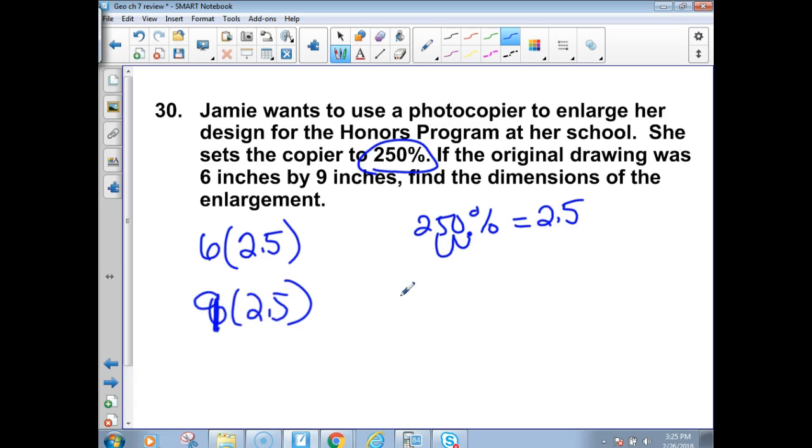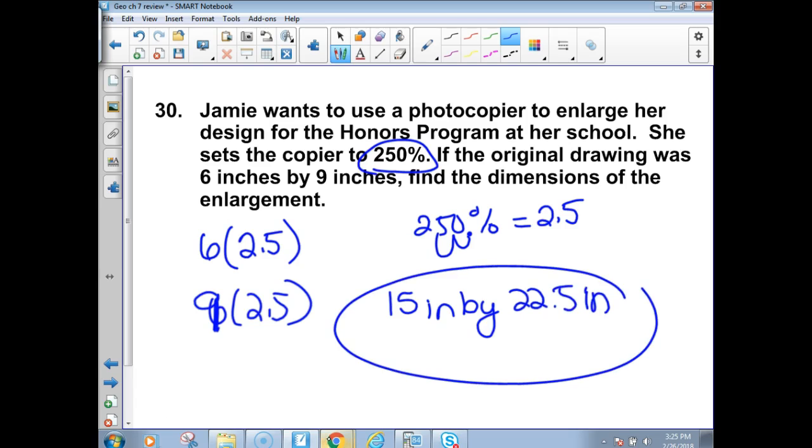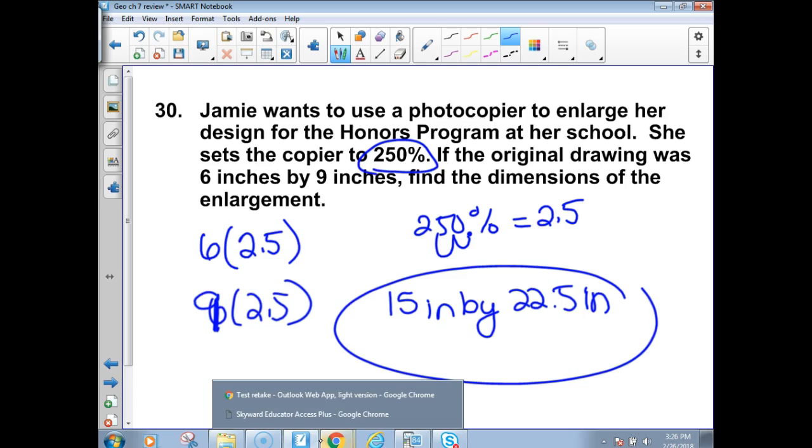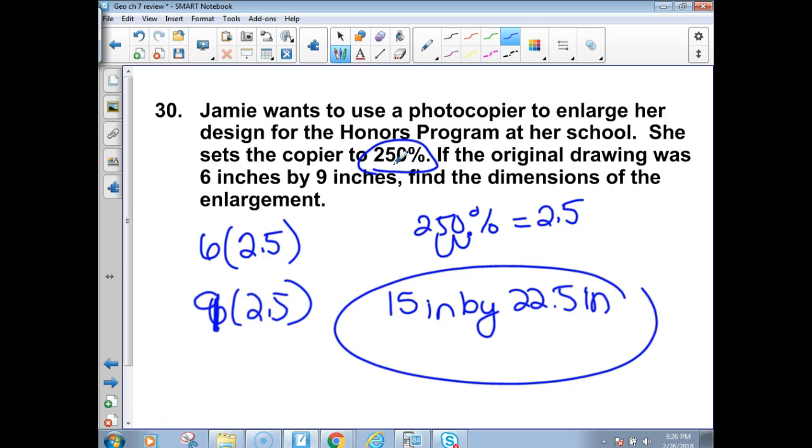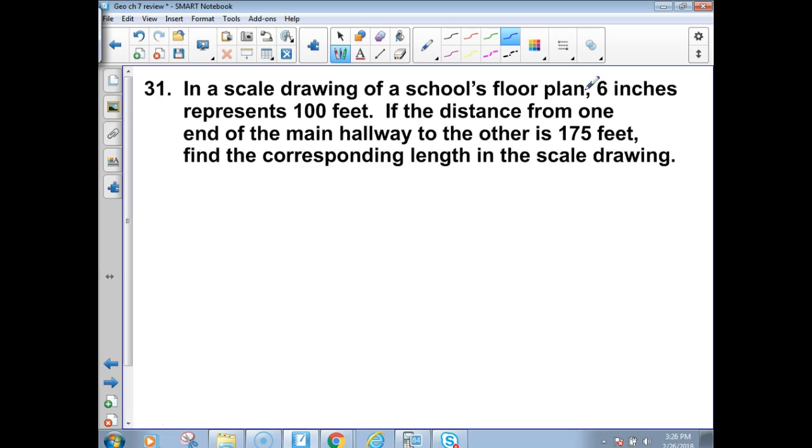6 times 2.5 will be 15, so that'd be 15 inches by 9 times 2.5, 18 plus 4.5, 22 and a half. Multiply by the percentage as a number. And the way to get from a percent to a decimal is to divide by 100. All right, 31, another scale one. 6 inches is worth 100 feet. That is a ratio. Then we're going to set up a proportion to solve it.